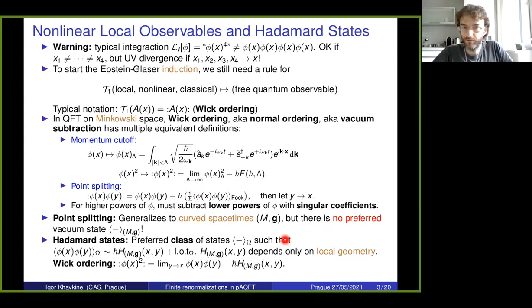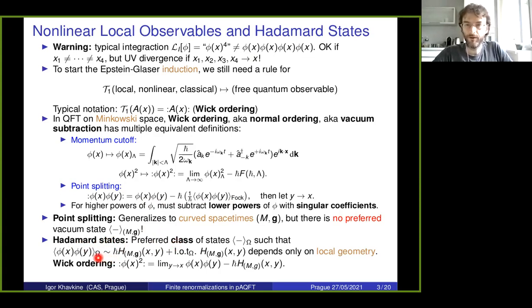The problem in curved spacetime is that there is no such candidate state that you can associate to an arbitrary curved spacetime, such that you can do this subtraction so that it's well defined for all the operators that you want to Wick order. However, this problem was eventually solved by noticing that even though there's no one preferred state for a given spacetime, there's a preferred class of states, which are called Hadamard states.